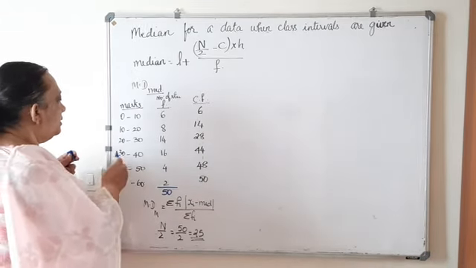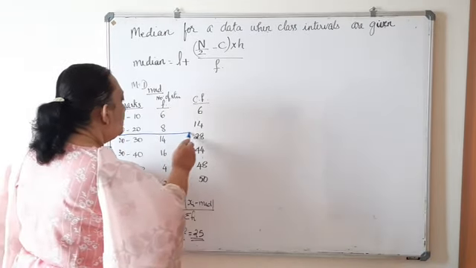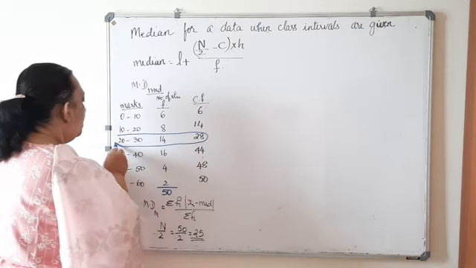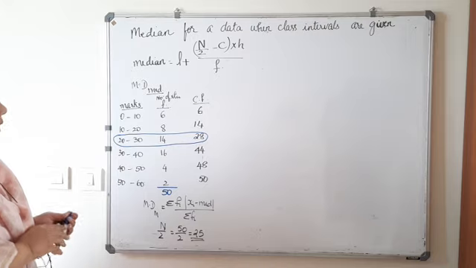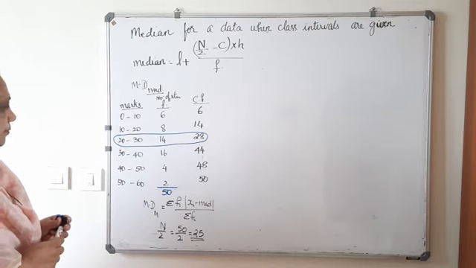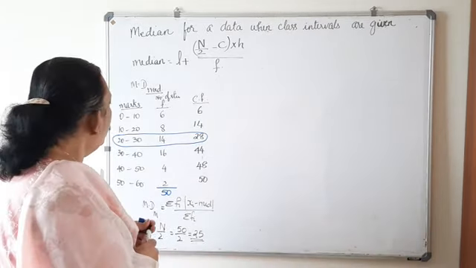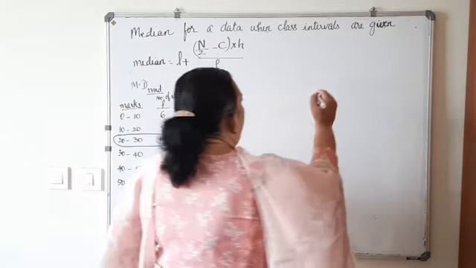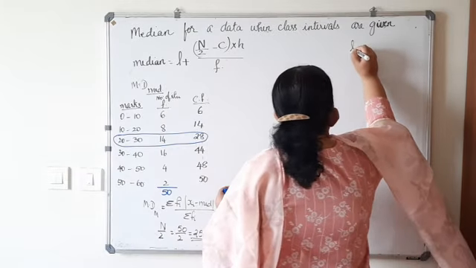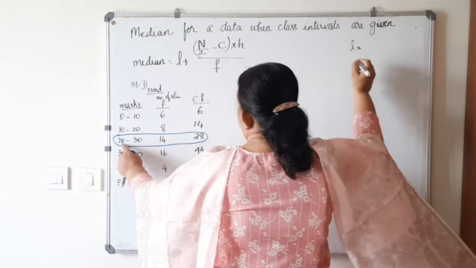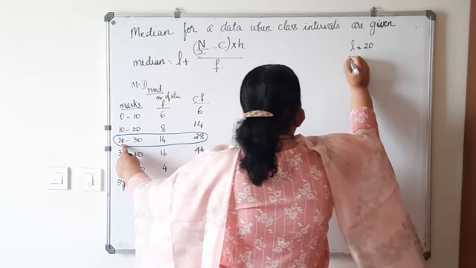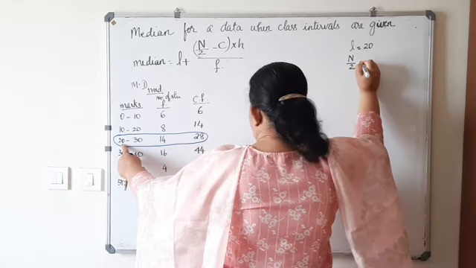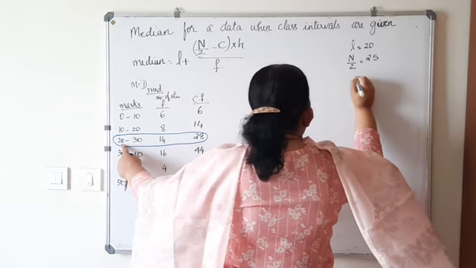So, median class is that class whose cumulative frequency is just greater than or equal to N by 2. Now, cumulative frequency you have found out. So, you can find out L. What is L? L is the lower limit of the median class. N by 2 you have found out. It is equal to 25.